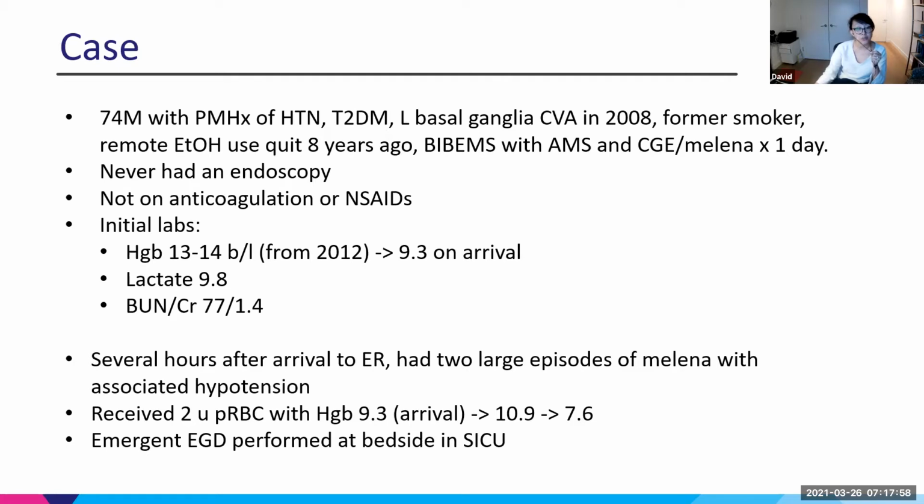He received 2 units of blood for his hemoglobin of 9.3, which subsequently rose to 10.9, only to drop to 7.6 a few hours after. And as a result, we decided to perform an emergent EGD at the bedside in the ICU.